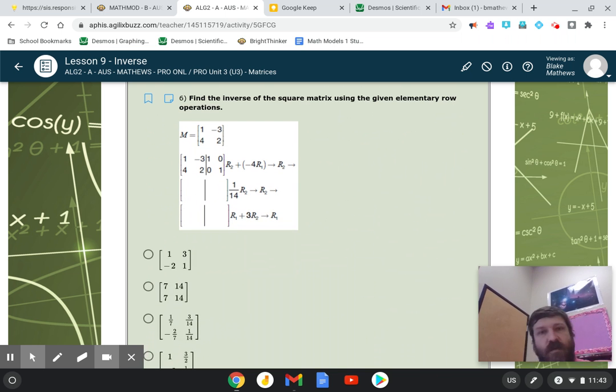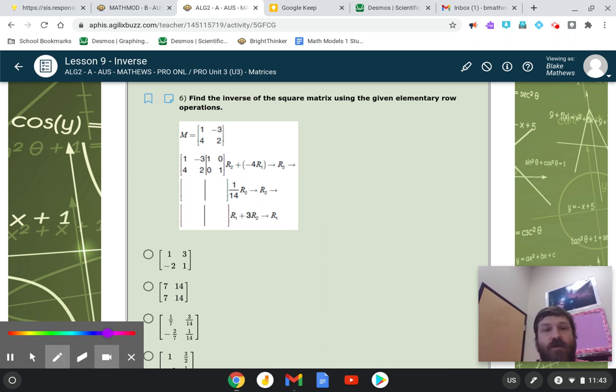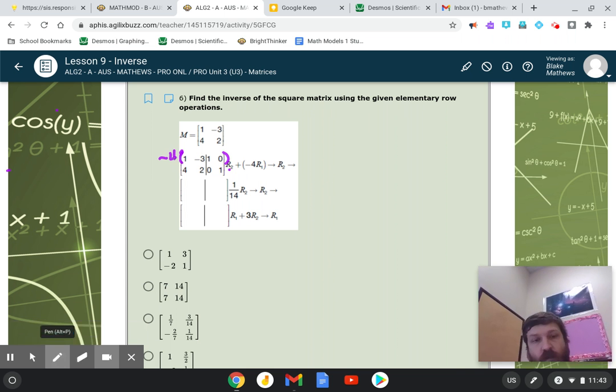Number 6 is one method of finding the inverse of a matrix. You are going to perform row operations. So I want you to understand, you've got a row operation here that says to take row 2 and add it to -4 times row 1. So you're going to multiply -4 times row 1. That's this row right here. You're going to add the answer you get. -4 times that, and you're going to add it to row 2, and then you're going to put the answer in row 2.